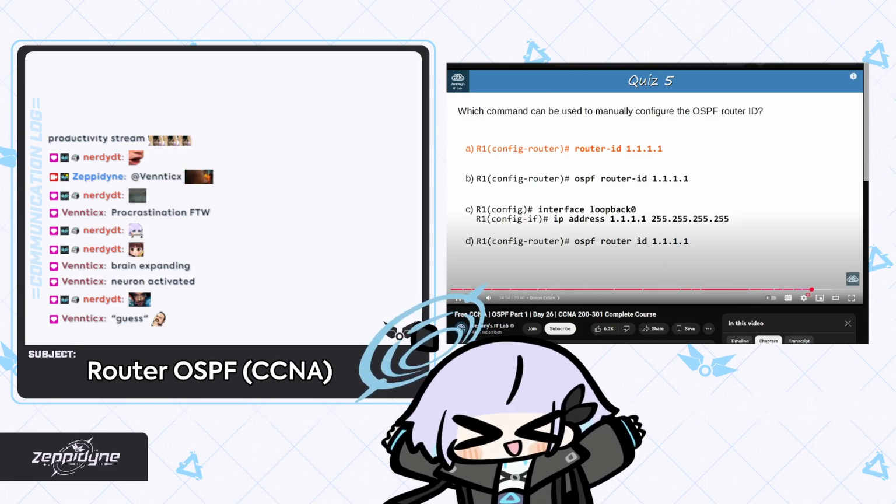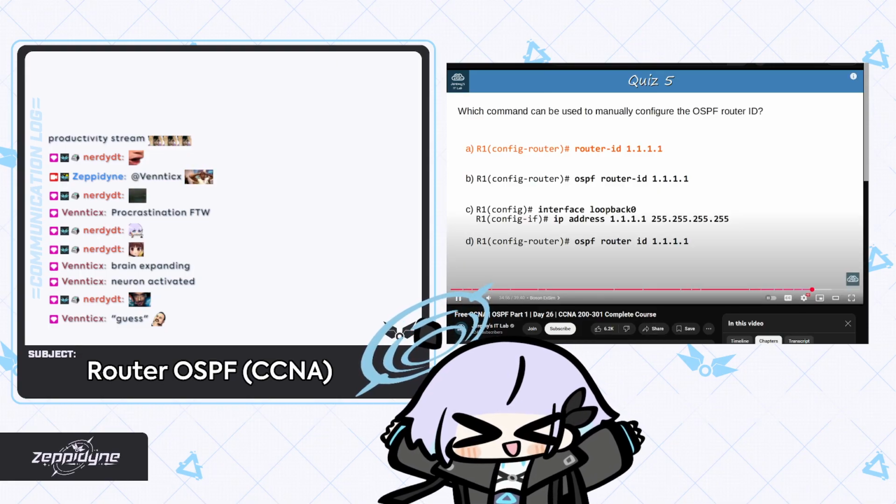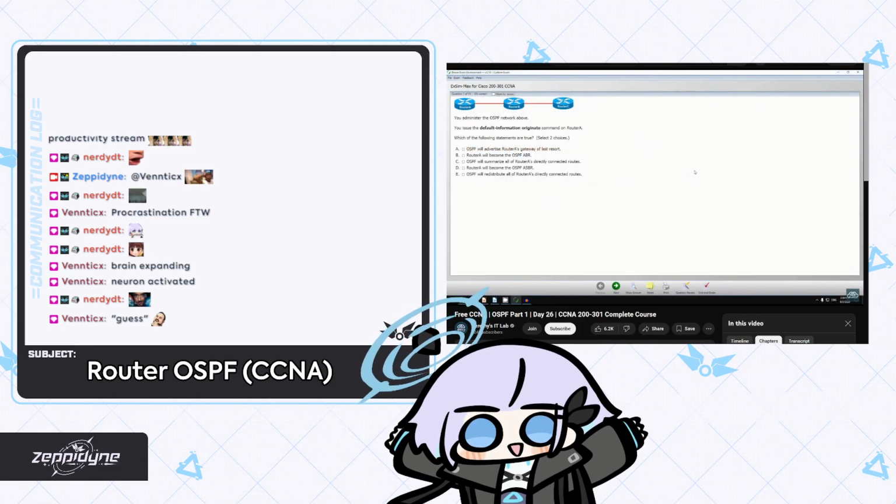Now let's do a bonus question from Boson ExSim. We're doing a bonus CCNA question. I love bonus questions. Okay, here's today's Boson ExSim practice question.